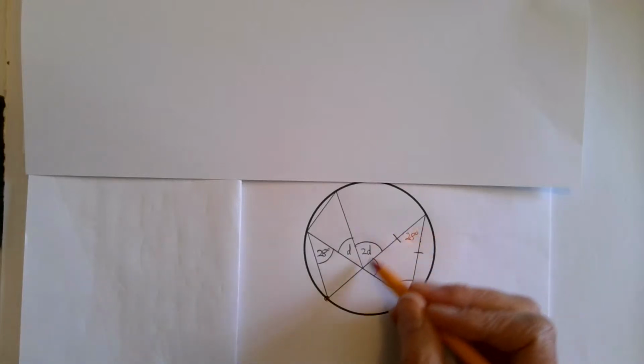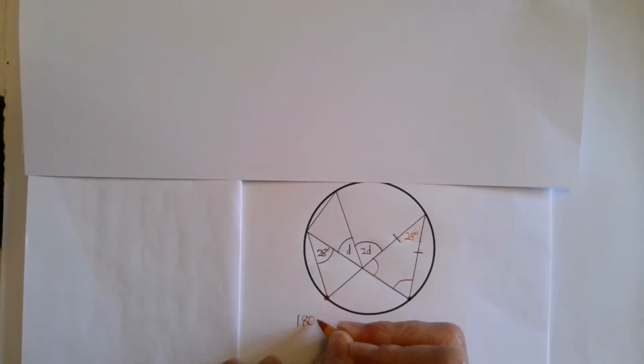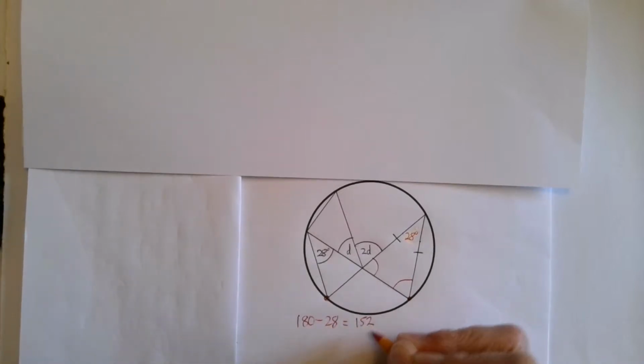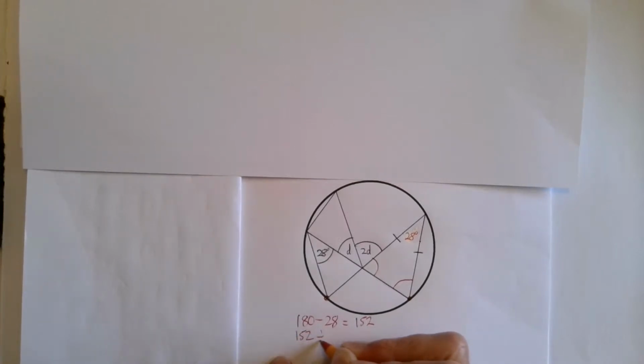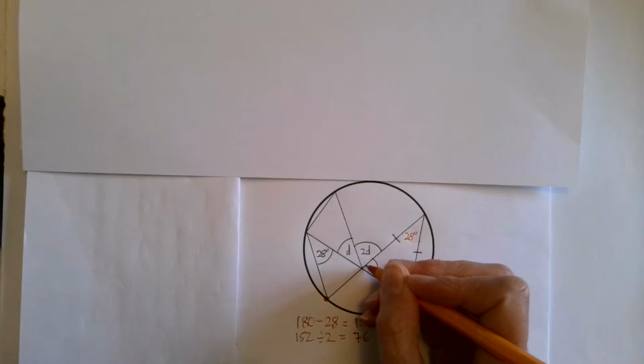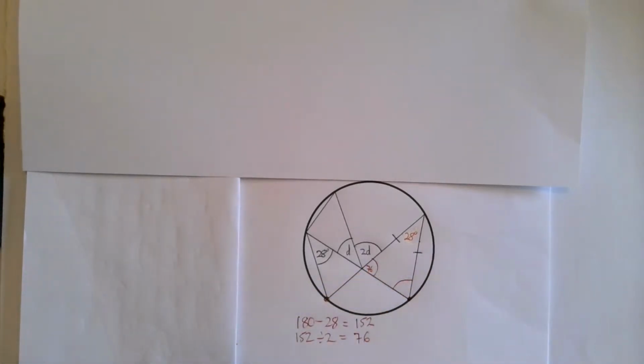So what we need to do is look at this triangle here. We're going to work out 180 minus 28. So that's going to be 152. We're going to divide that by 2. So that's going to be 76. So now we've found these two angles down here are both 76. And obviously the important one is this one.